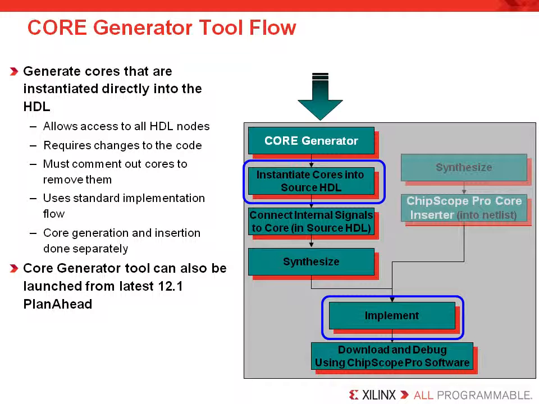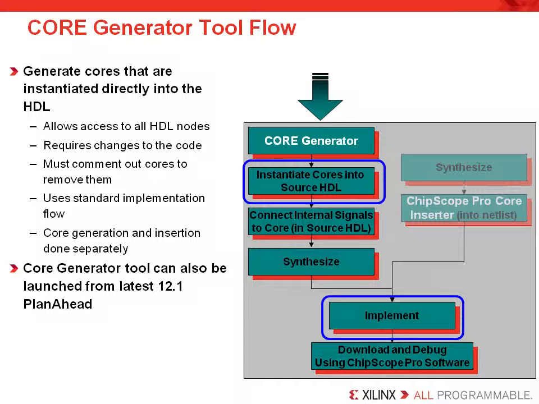With the code generator flow, the cores are instantiated directly into the HDL. This requires manually editing your HDL to make all of the necessary connections to the cores, and this takes more time to build. We will use this flow to debug the same design we used in Lab 1, but now we are going to use the code generator flow and also use the VIO core.